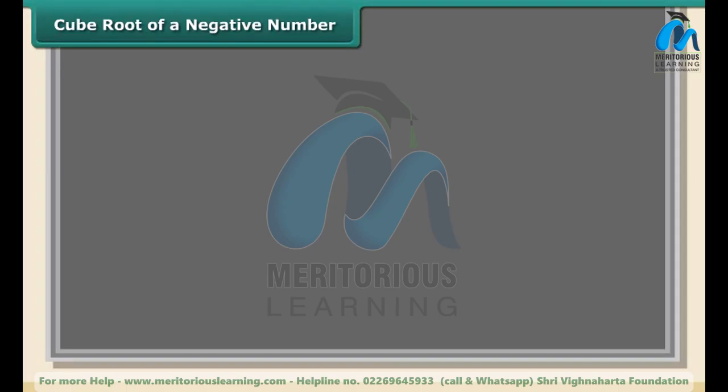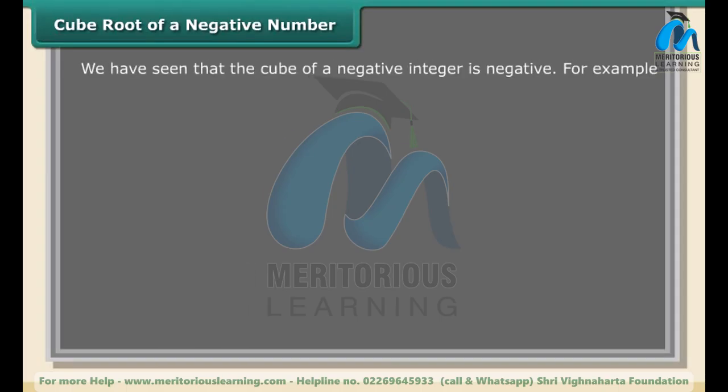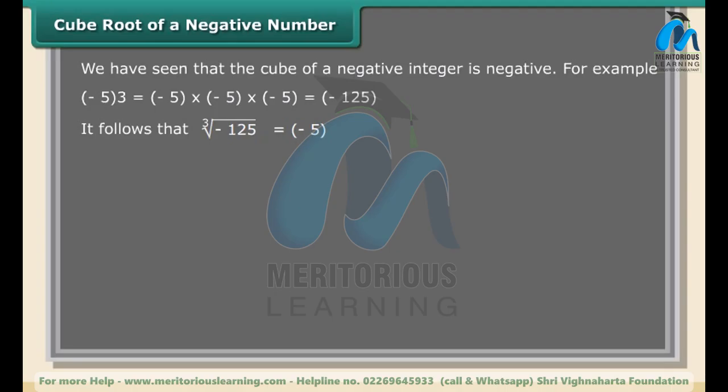Cube root of a negative number. We have seen that the cube of a negative integer is negative. For example, minus 5 cube is equal to minus 5 into minus 5 into minus 5, which equals minus 125. It follows that cube root of minus 125 is equal to minus 5. That is, cube root of minus 125 is equal to minus cube root of 125, that is, minus 5.